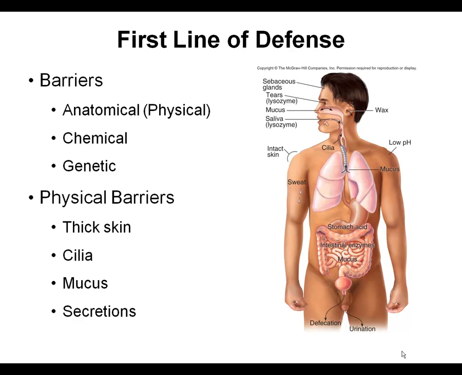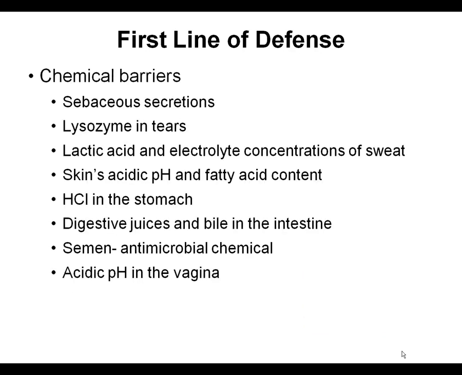Mucus, all of our openings to the outside are going to be covered with a mucus membrane, and the mucus within those membranes is going to have a lot of antimicrobial properties. So that mucus is going to be very effective at killing bacteria so it doesn't get any deeper into the tissues. Then you're also going to have body secretions like your urine, defecation, sweat. Those are all going to be things that allow for the release of microorganisms so that they don't get into the body.